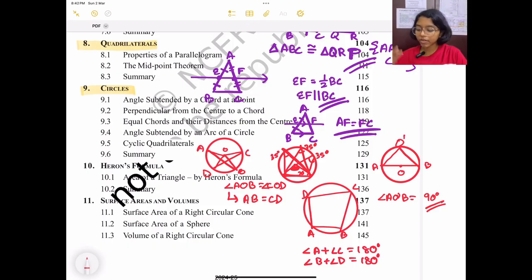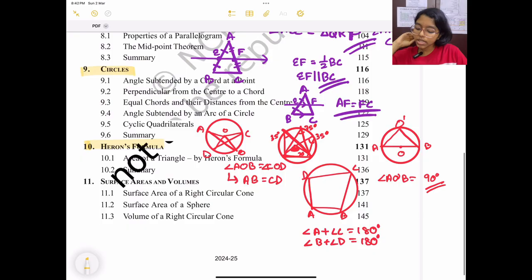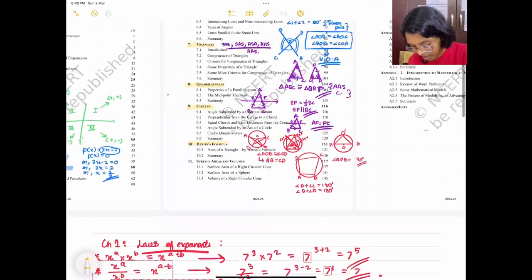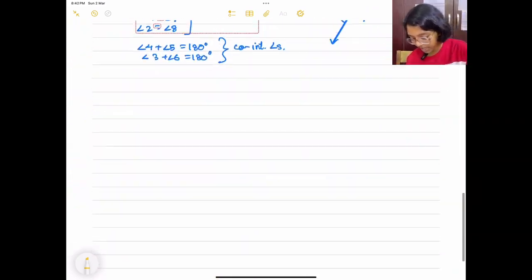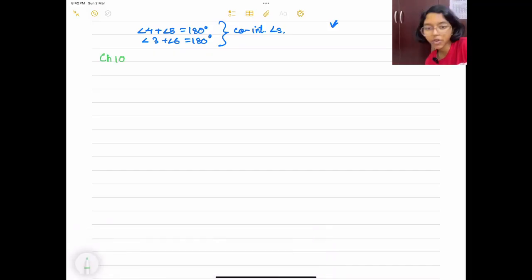So this is the end of our chapter, circles. Now we have Heron's formula. Yes, we have formulas, we need to remember, of course. This was chapter 10. Let's go. I'll take green font, it's pretty. Okay, chapter 10, Heron's formula.